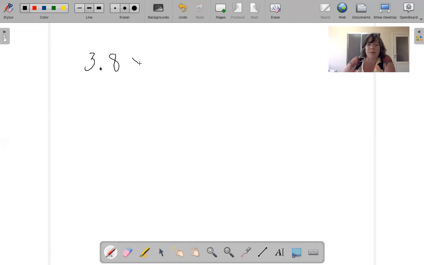I don't know why I keep doing threes, but let's say 8. If I make this number smaller, then this number gets bigger. And if I move the decimal over this way, this number gets smaller. So 0.38 times 10 to the 9th. These are equal to each other.